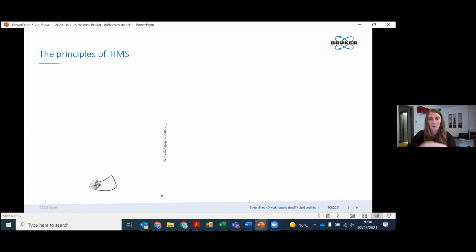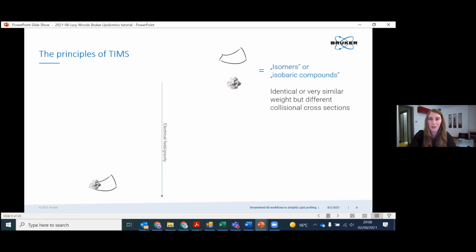And this is based on the different shape or the different collisional cross sections of these two different, in this case, lipid ions. This is the principle that we use to separate out isomeric and isobaric compounds, because in lipidomics you experience a number of co-eluting compounds which have a very similar mass, but do have different collisional cross sections.